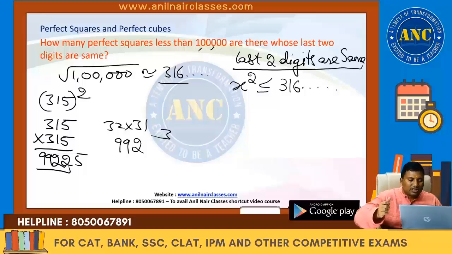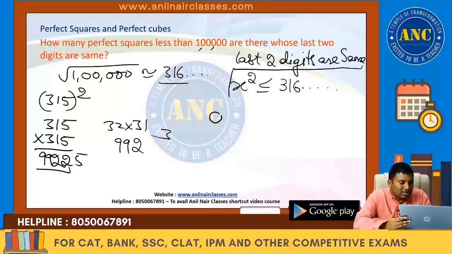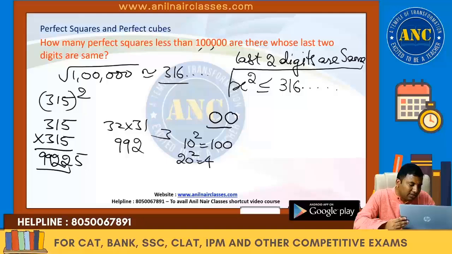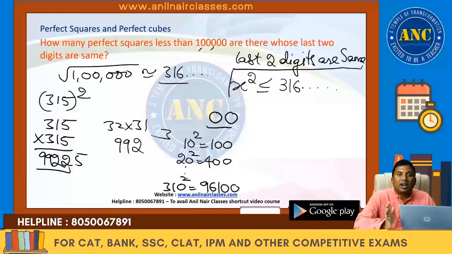Last two digits are same means there are two cases that are possible. One is 00, last two digits are same, that is possible. So which all numbers are possible? 10 square is 100, 20 square is 400, and so on up to 310 square is 96100. All these numbers will have last two digits same. I hope it is clear.